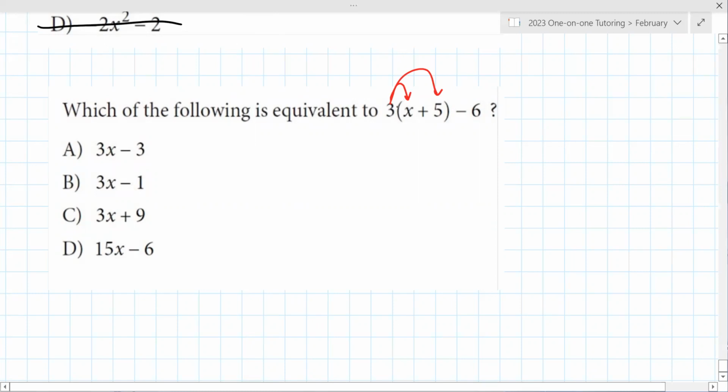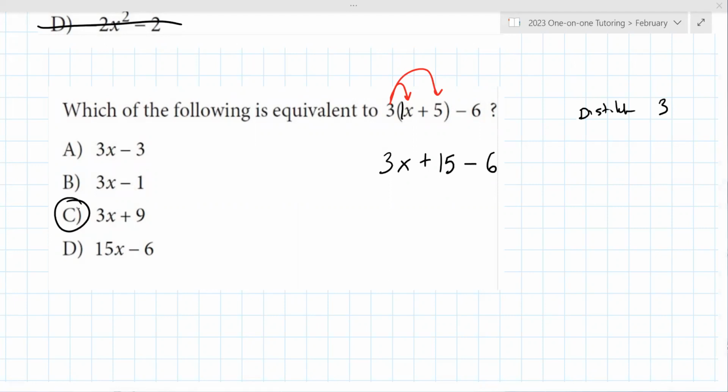You should use the distributive property. And you should distribute that 3. Do you see the arrows there to the x and the 5? Yeah, so it would be 3 times 1x, which would be 3x. Good. And then 15, and then -6. Yes. It would be C. Yep. Very good. All right, let's do at least one more here. Doing great.